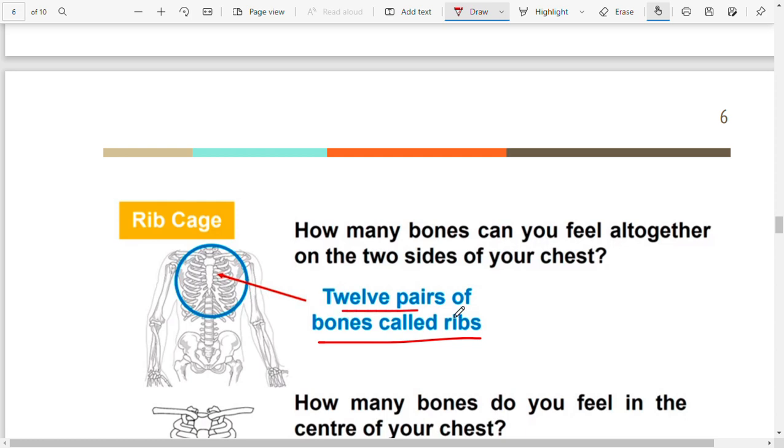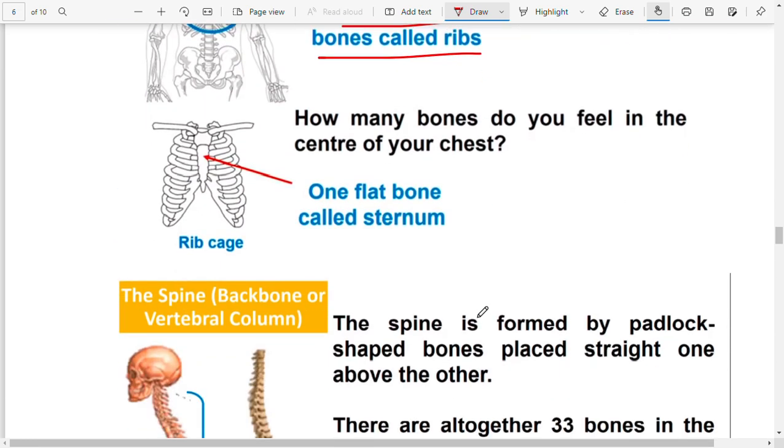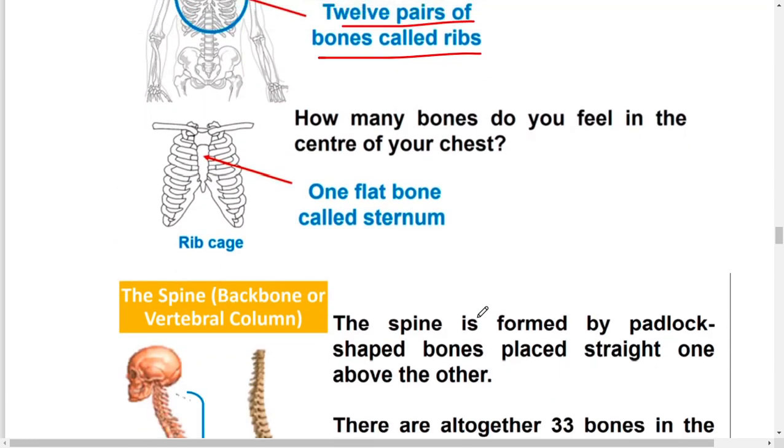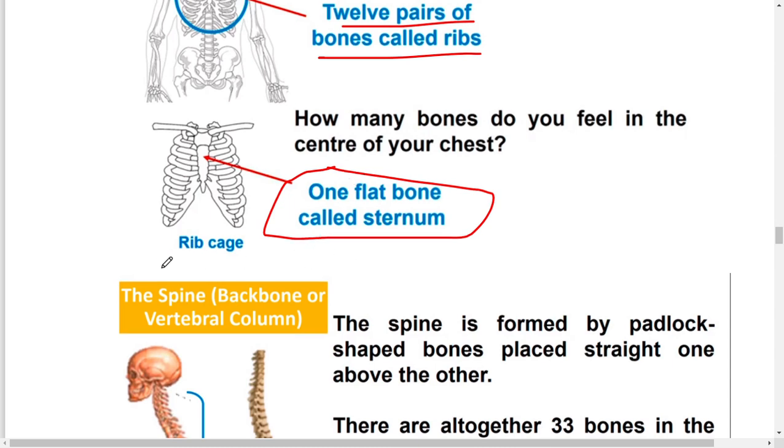Now, how many bones do you feel in the center of your chest? I can feel only one straight bone. So in the middle of the chest, you only have one flat bone. In the rib cage, only one flat bone over here.